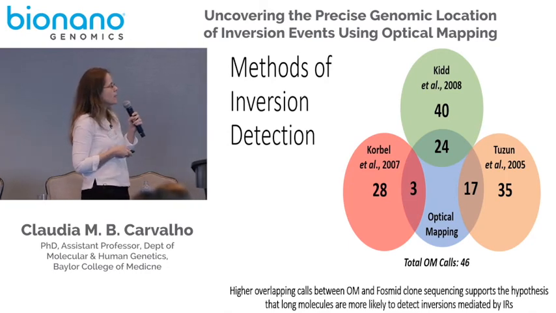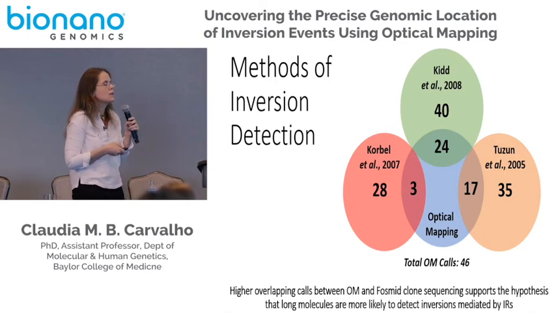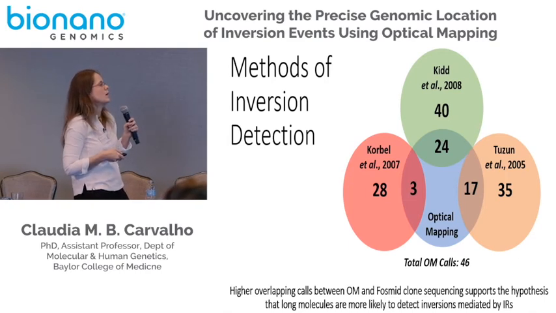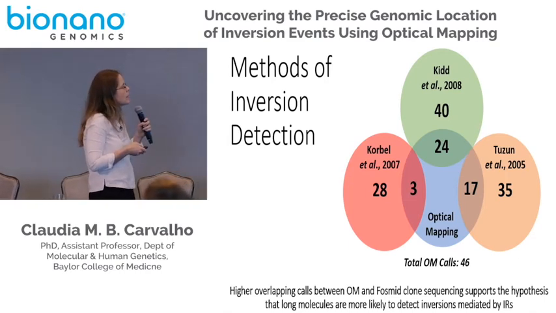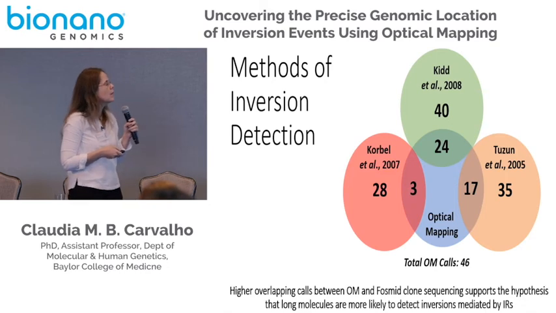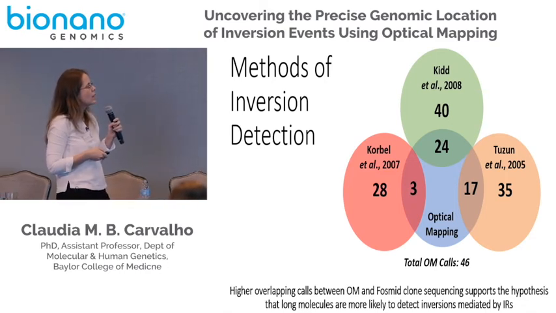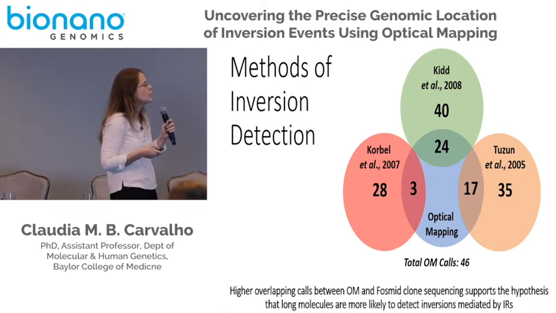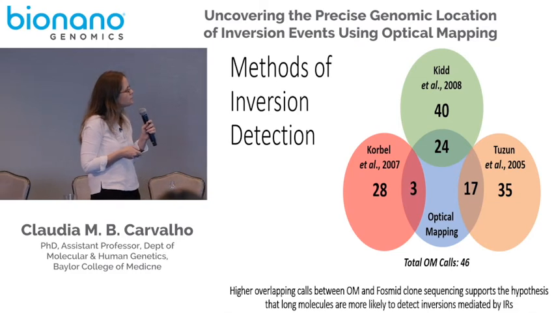So here we are just comparing optical mapping with those, because Kidd and Tuzun are almost the same. They use the same data. Kidd actually selected some of the fosmids that Tuzun published, so they should be very similar. But Coriell is different. So we see that optical mapping is overlapping in a good portion with Kidd and Tuzun, and not very much with Coriell, because Coriell is detecting more inversions that are probably formed by non-homologous end joining. We still have to explore this data further.